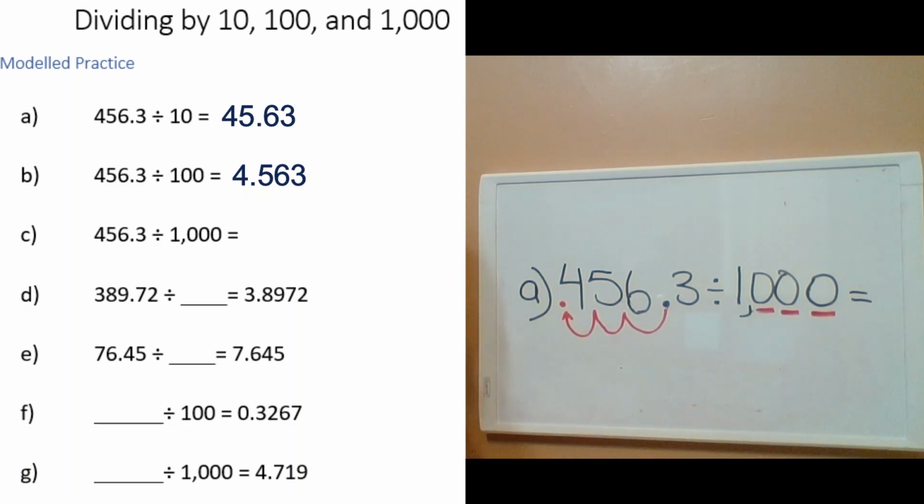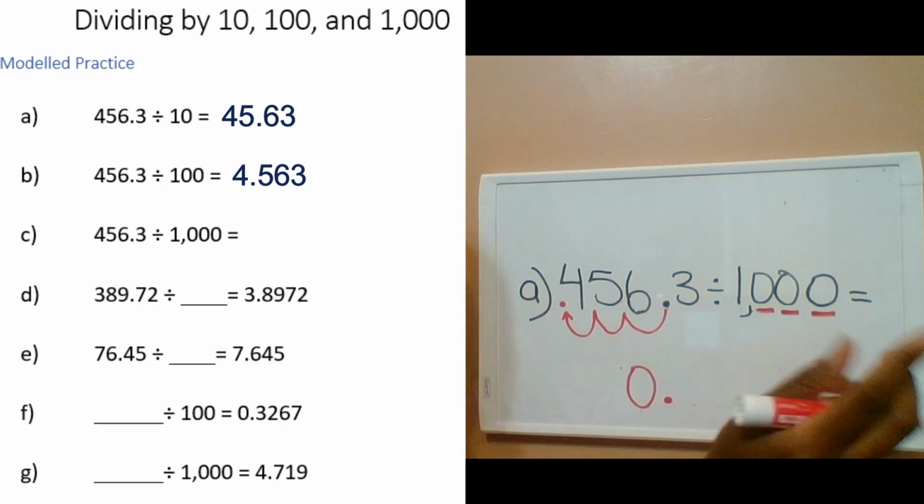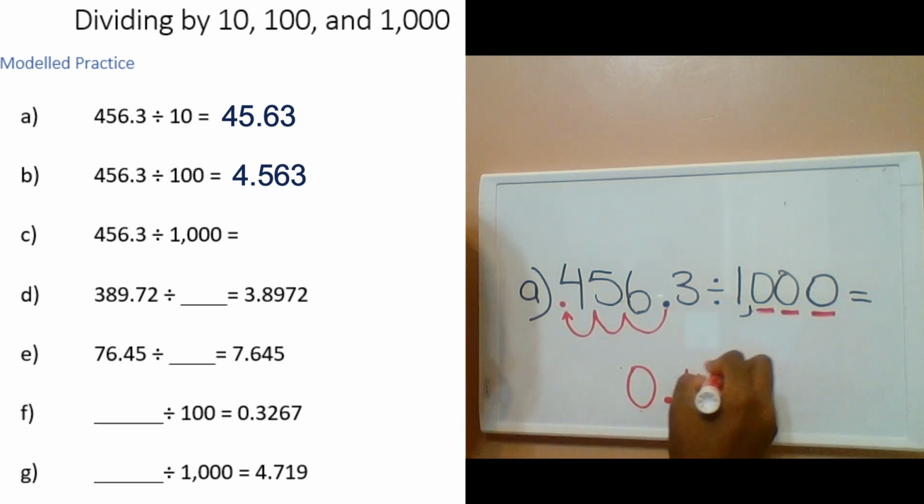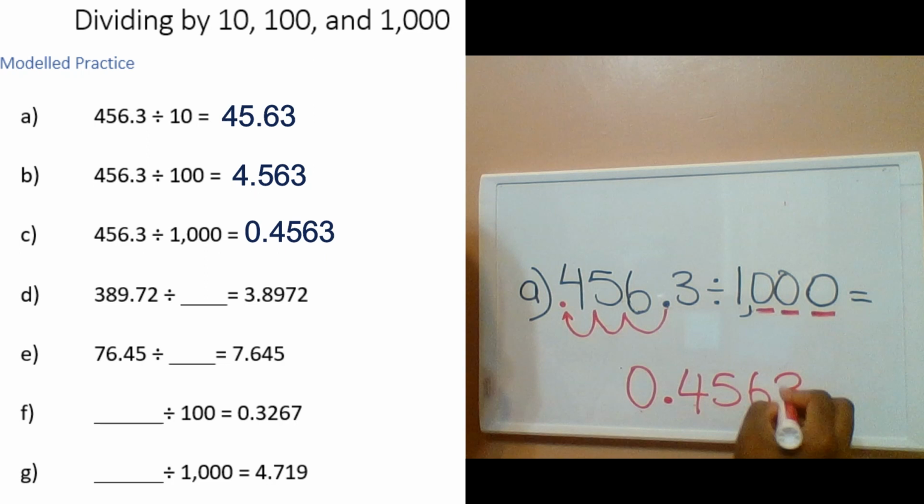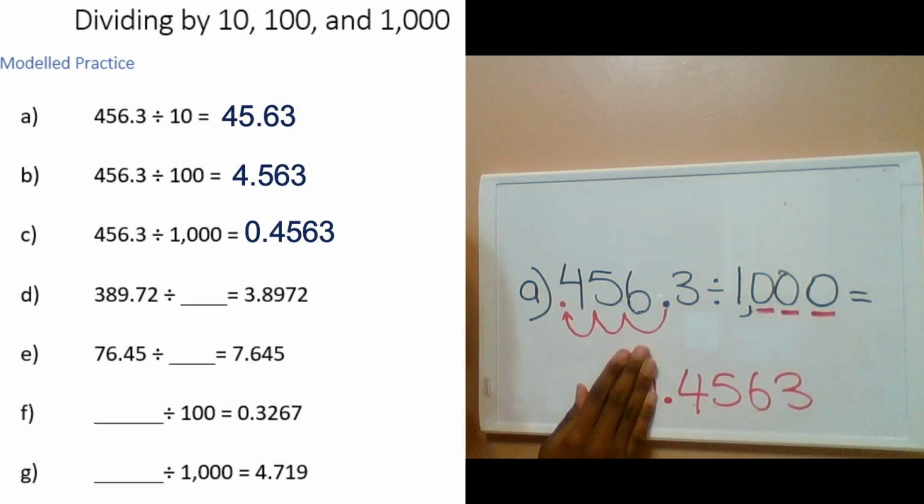I always like to start my answers with the ones place, so I'm going to put a 0 in the ones place, then put down my decimal point. And then I write everything that would come after. 4, 5, 6, 3. My answer, 0.4563. If you leave off the 0, your answer is still correct. You just have to include the decimal point. Personally, I just like to put that 0 there.